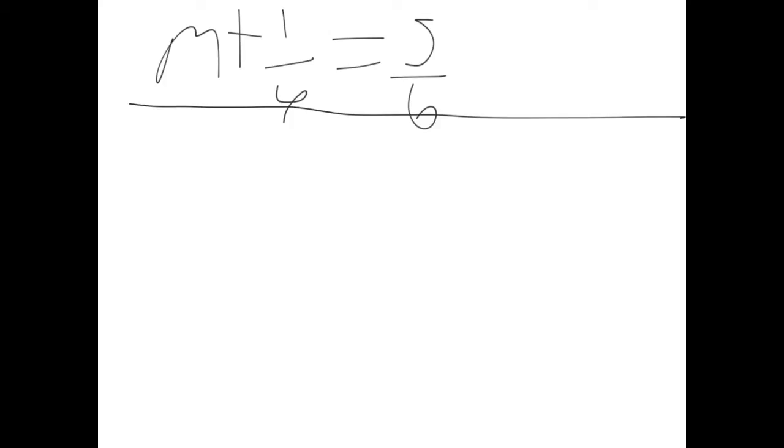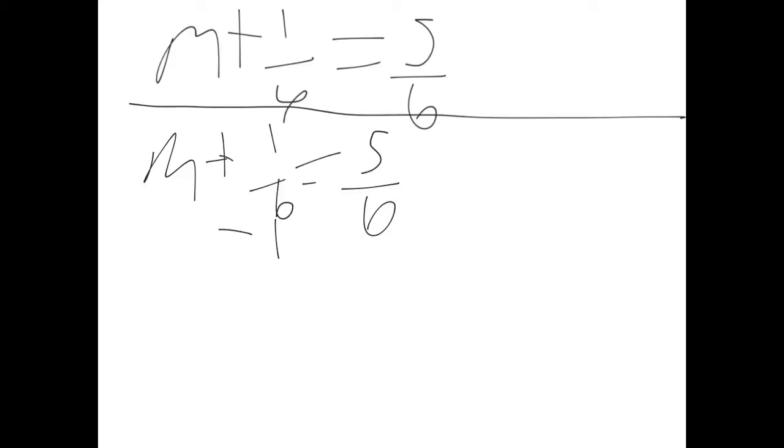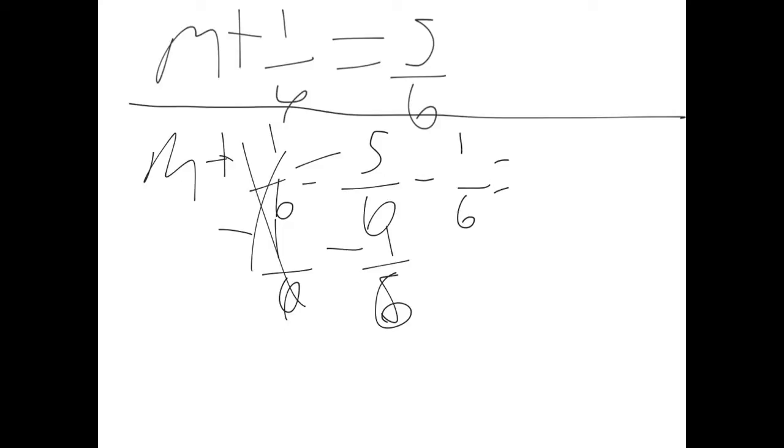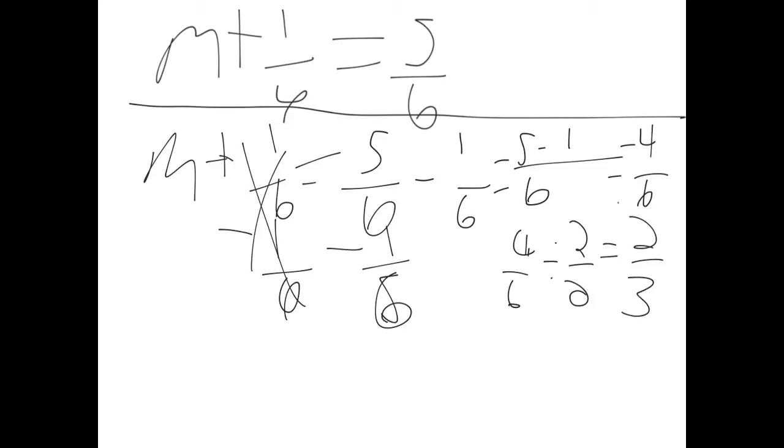So m plus 1/6 equals 5/6. So I'm just going to rewrite it. Plus 1/6 equals 5/6. And then I'm just going to, the inverse operation of addition is subtraction, so you're going to minus, and you have to do it to the other side too. And then 1/6, they are the same denominator, so you're just going to do minus 1/6, and then equals 5 minus 1, and 6, so it equals 4/6. 4/6 divided by 2 is 2/3. 2/3 is your answer.